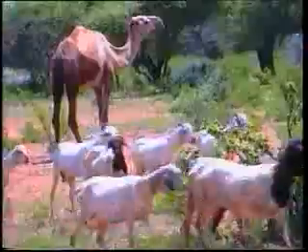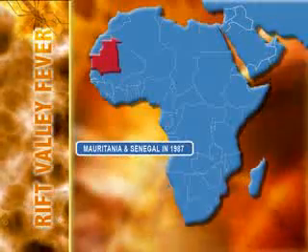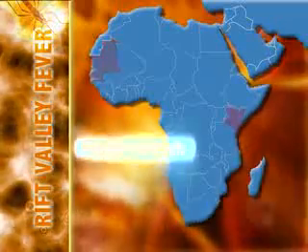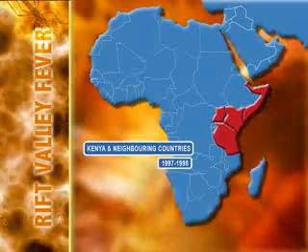Other noteworthy African outbreaks in which high mortality in animals and deaths in humans were reported include the outbreaks in Mauritania and Senegal in 1987, Kenya and neighboring countries during 1997-1998, and a particularly large epidemic in Somalia, Kenya and Tanzania in 2006-2007.